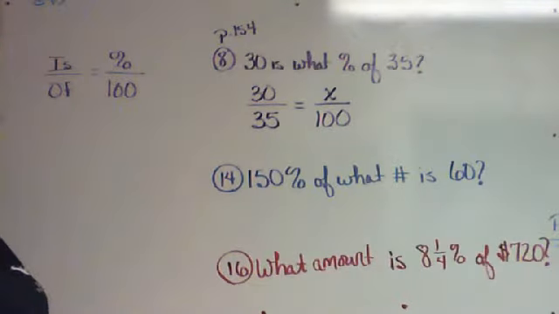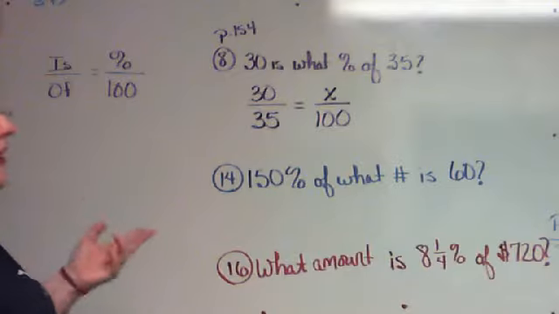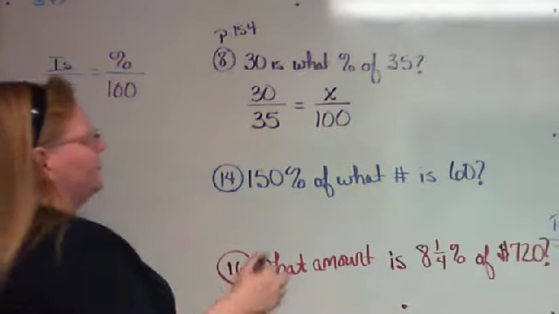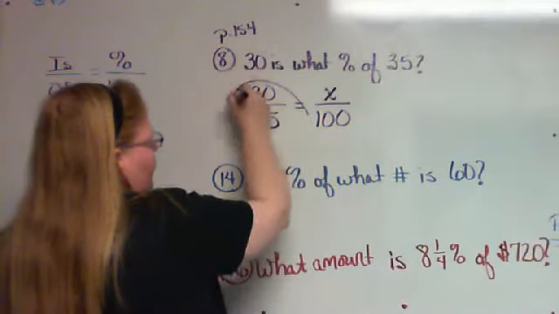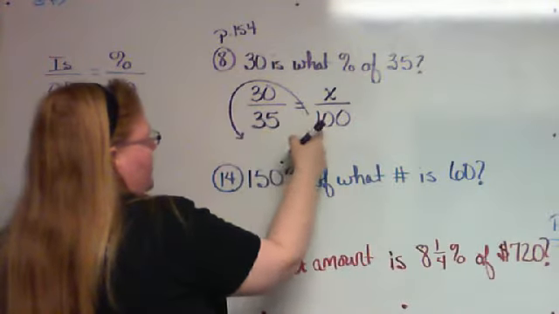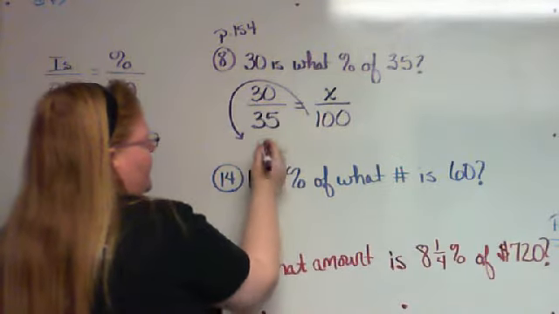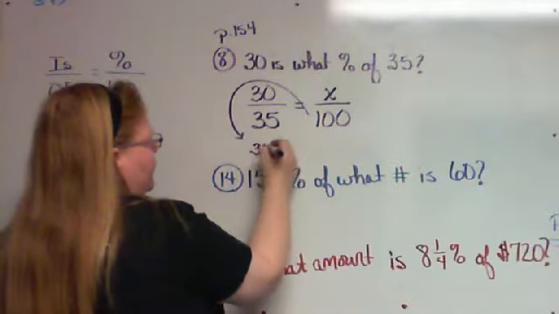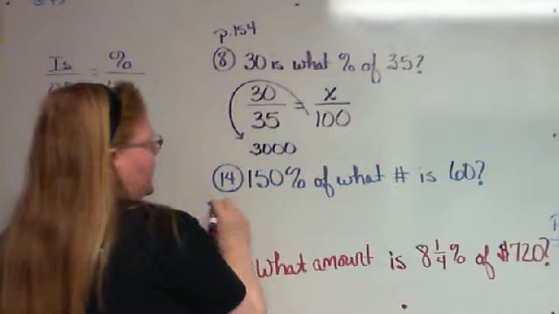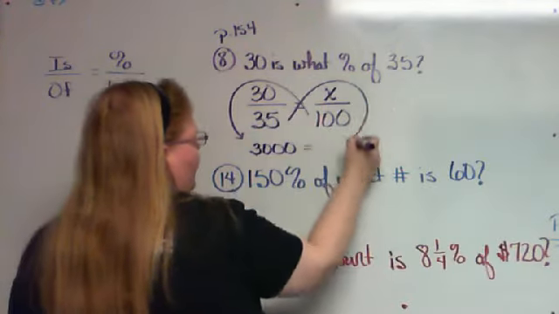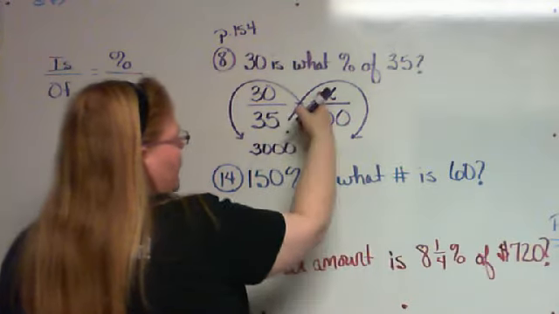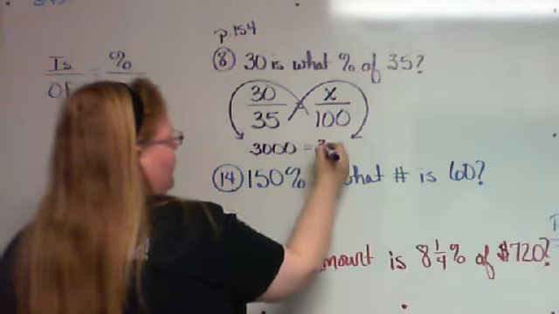Then you can grab your handy dandy calculator, because who wouldn't want to use a calculator for this? In order to solve this, all you have to do is cross multiply. So 100 times 30 goes on this side, which is 3,000. And that has to equal 35 times x, which goes on this side.